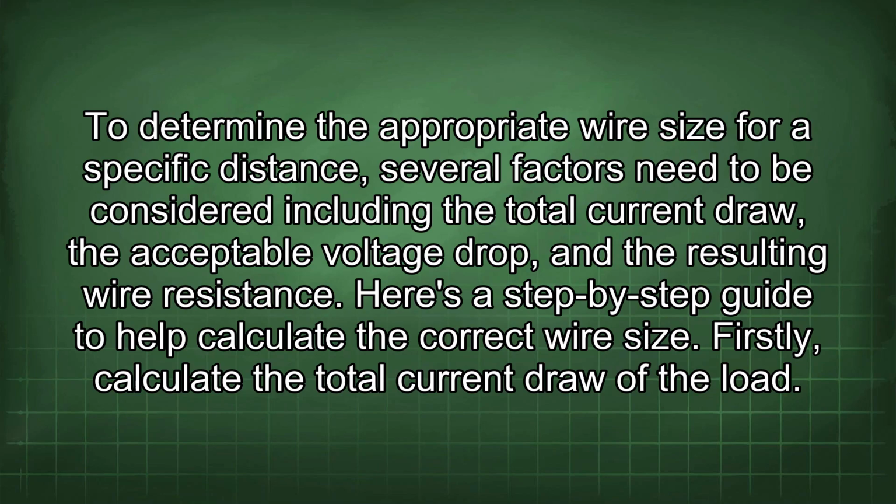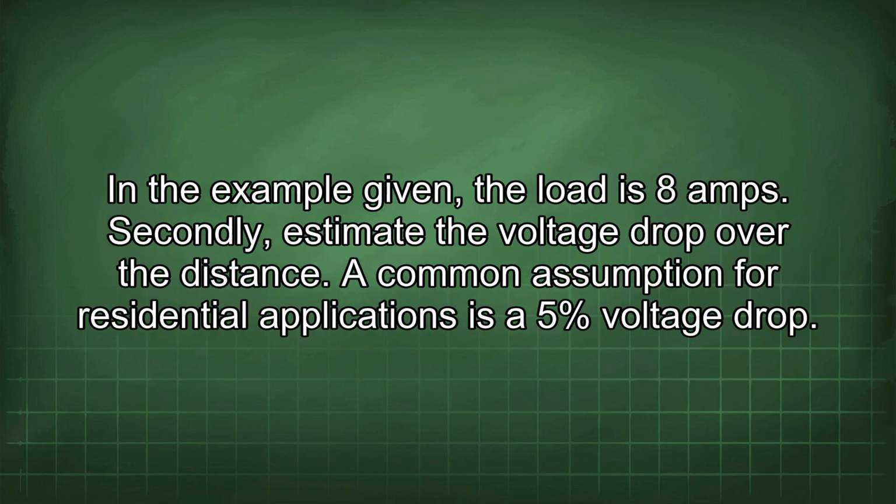To determine the appropriate wire size for a specific distance, several factors need to be considered, including the total current draw, the acceptable voltage drop, and the resulting wire resistance. Here's a step-by-step guide to help calculate the correct wire size. Firstly, calculate the total current draw of the load. In the example given, the load is 8 amps.